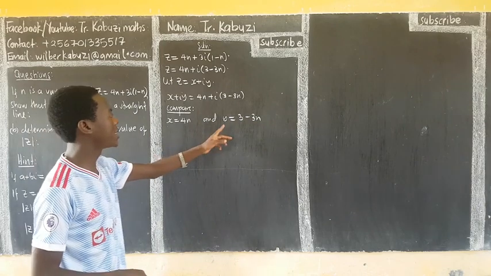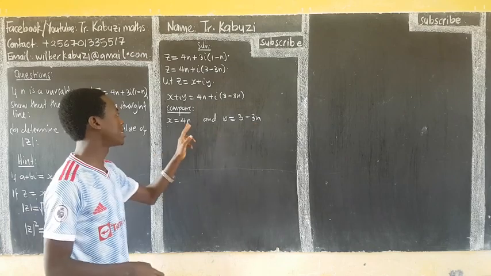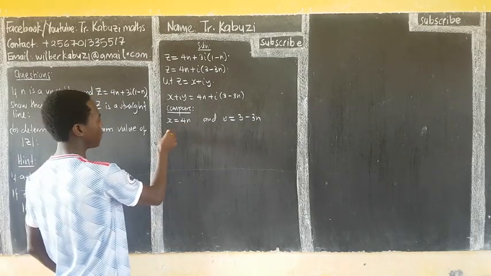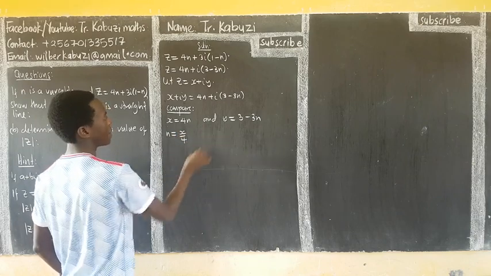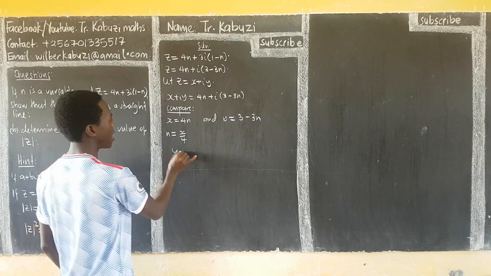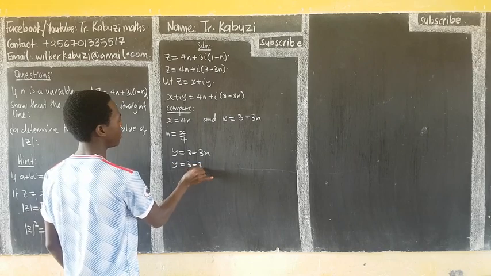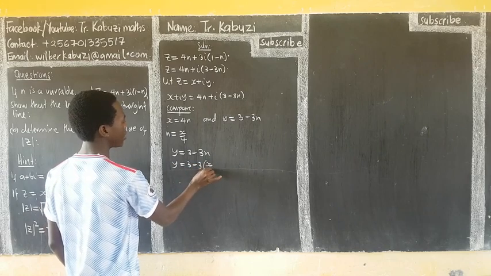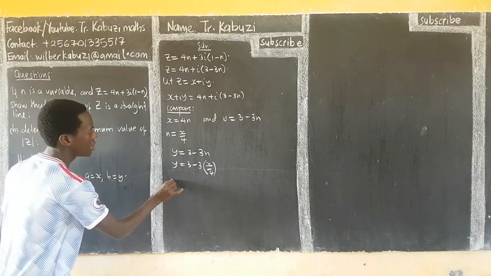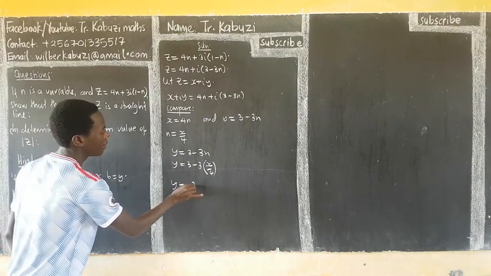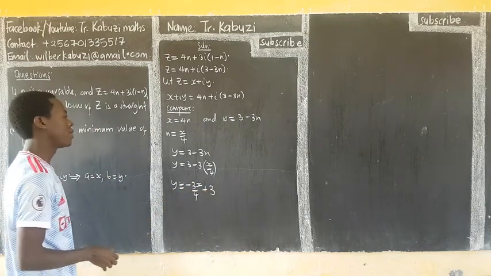So from here, you see that this is the line. I need to bring in the x, so I'm going to remove this n from there. From here my n is going to be x over 4. If I put that into y equal to 3 minus 3n, my y will be 3 minus 3 into x over 4. You can leave it there as y equal to negative 3x over 4 plus 3. So how do we describe the line?